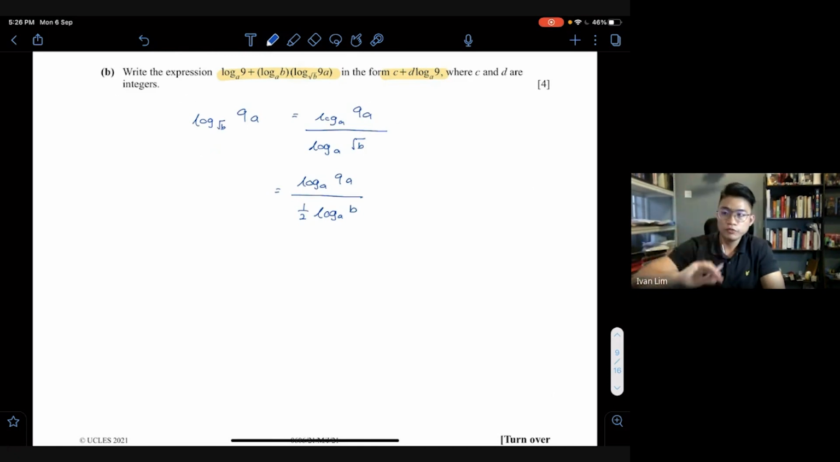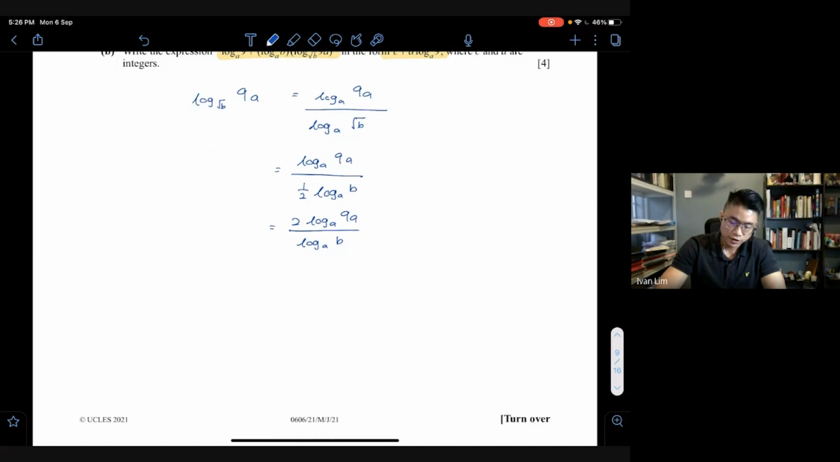1 over half will become 2. Okay, 2 log A 9A over log AB on top. Can I simplify further? Can, right? That's log A 9A. So 2 log A9 plus log AA over log AB.